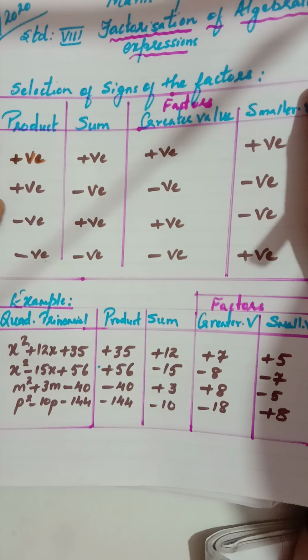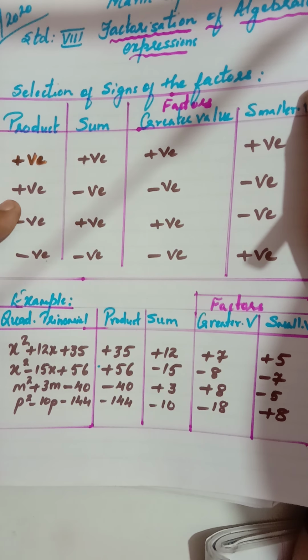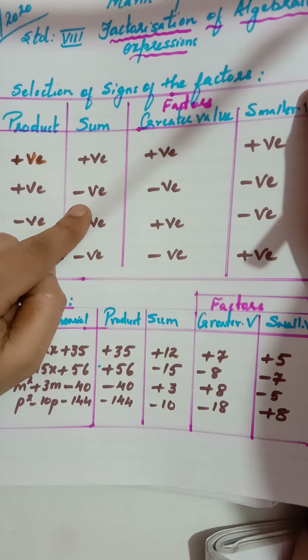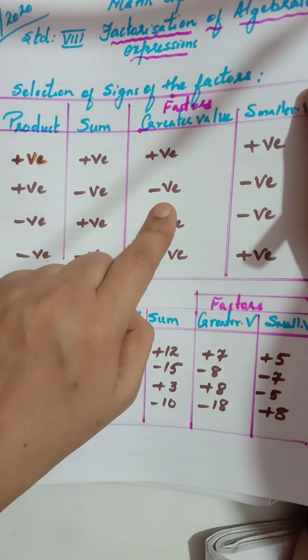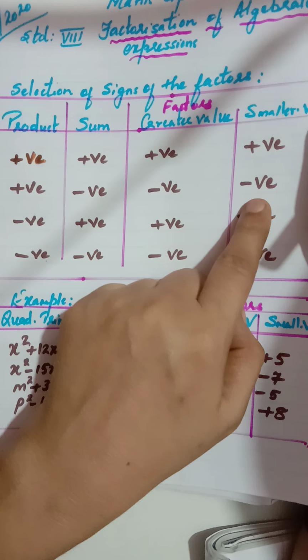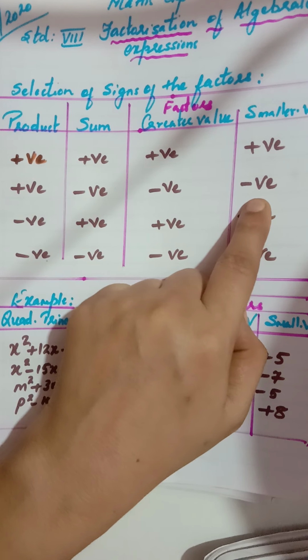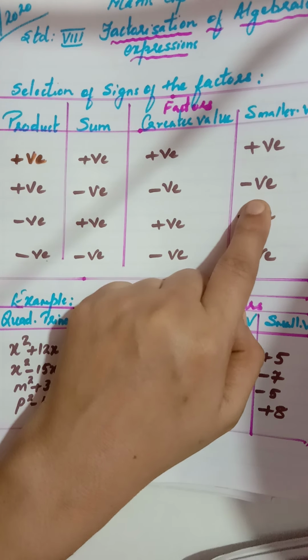Now look here children, if your product is positive and sum also is positive, then your greater value will be positive and the smaller value also will be positive. Second case: if your product is positive and your sum is negative, then the bigger number you will take negative, as well as the smaller number also negative.